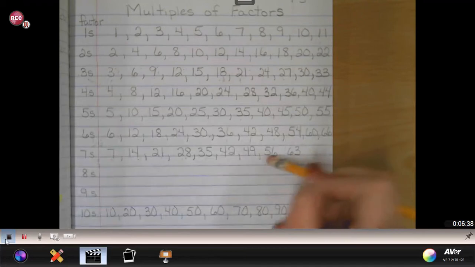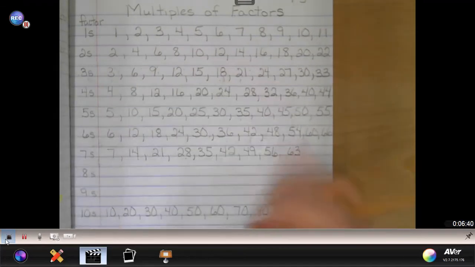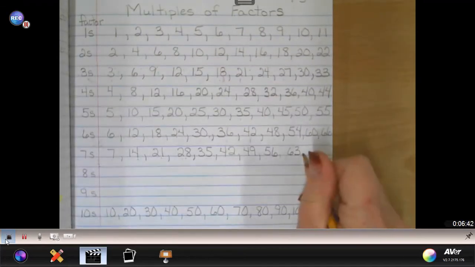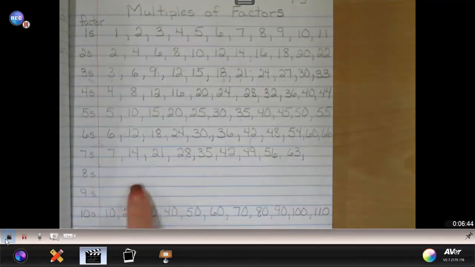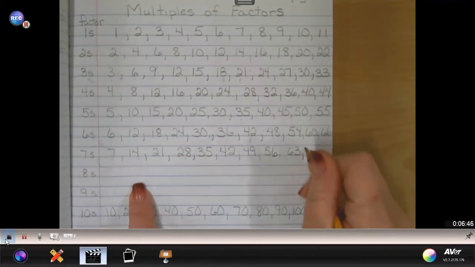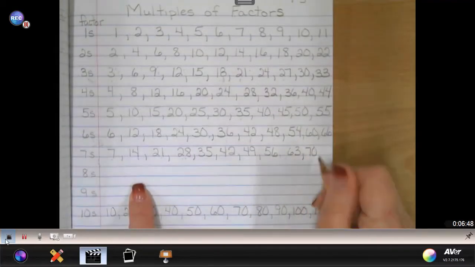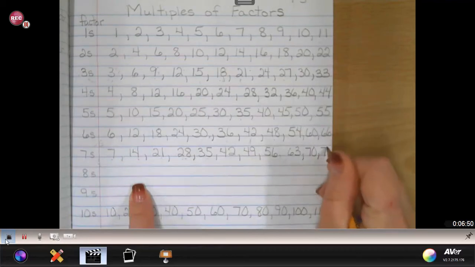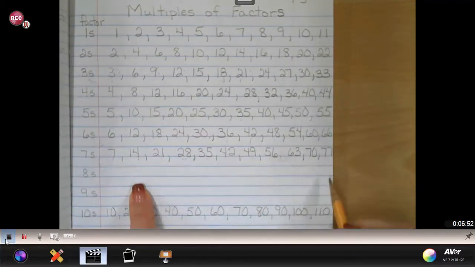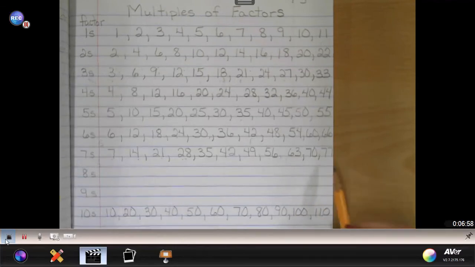Again, just another strategy to help me with my 7s. 7s can be kind of tricky. 70 is going to be my 10 times 7. And finally, 11 times 7 is one more group of 7. So 10 times 7 plus 1 times 7, if you were thinking about your distributive property.